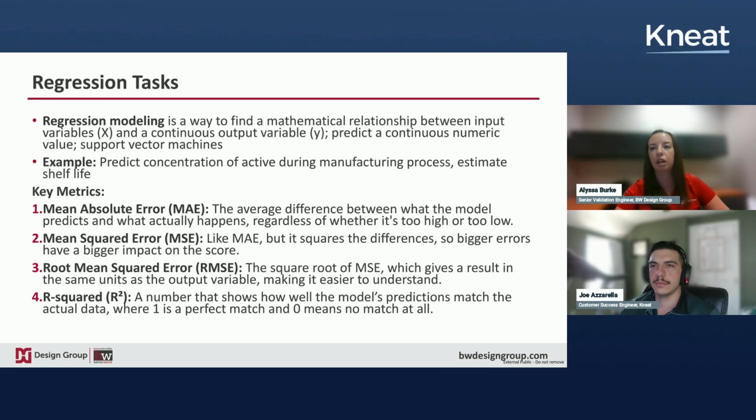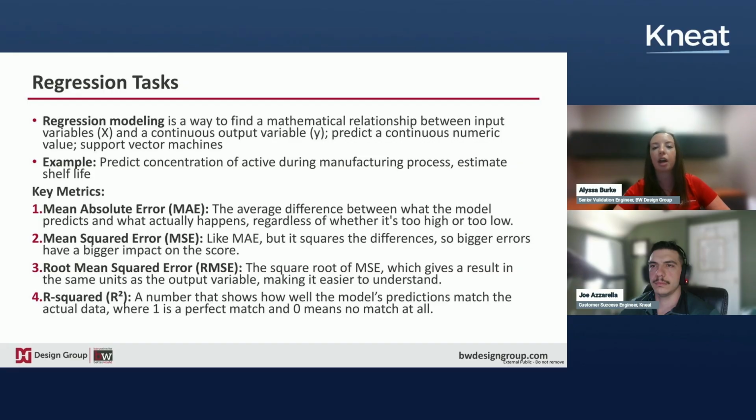So the first and probably the most familiar category is regression tasks. Regression modeling is a way to find a mathematical relationship between your input and your output. You're going to predict a continuous numeric value. We have four main key metrics that we use to evaluate these models: the mean absolute error, the mean squared error, the root mean squared error, and the R-squared value.